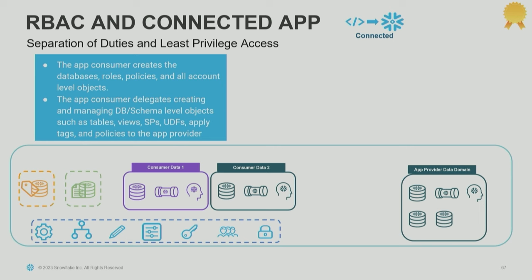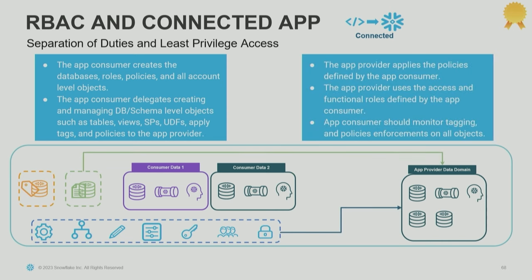And then, to make it easier for you and to make sure the app provider is as independent as possible, delegate access at the schema level objects to that app provider so they can be as securely independent as possible to do their jobs. And of course, please create tags, please create policies, and make sure those tags and policies will be applied to the database objects created for the app as per the regular data governance practices you have in your Snowflake account. The app provider must apply those policies. The app provider also uses the functional and access roles exactly the way you love. And you, the app consumer, should be monitoring the policy and tag enforcement across all the database objects used by that data app provider.